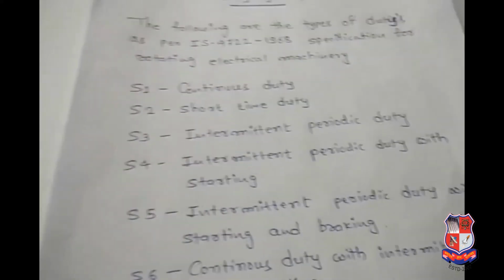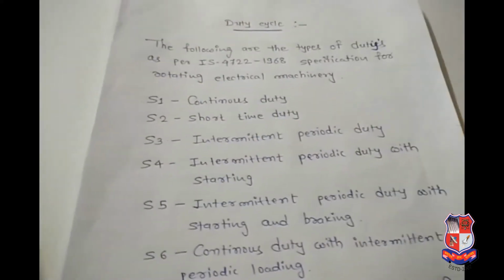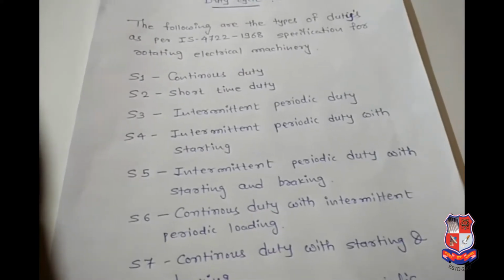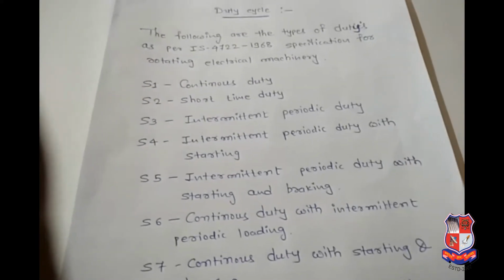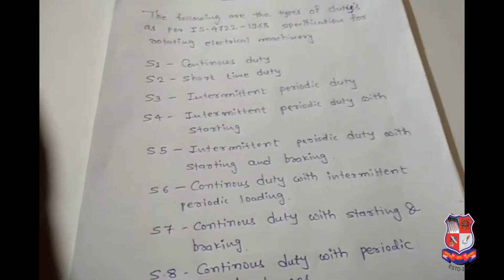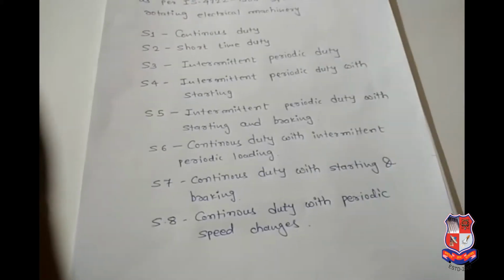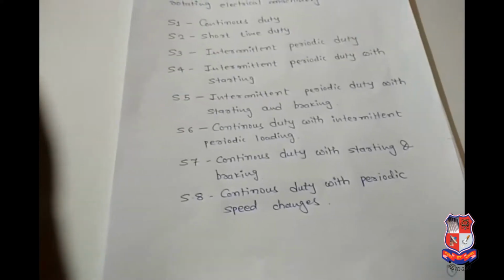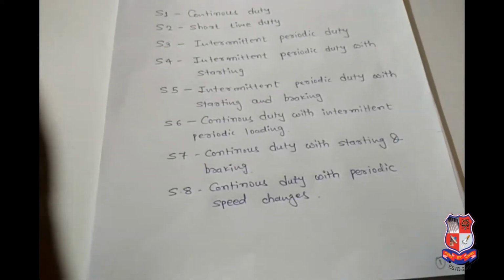Second one is known as short time duty. Third one is intermittent periodic duty. Fourth one is intermittent periodic duty with starting. Fifth one is intermittent periodic duty with starting and braking. Sixth one is continuous duty with intermittent periodic loading. Seventh one is continuous duty with starting and braking. And the last one is continuous duty with periodic speed changes. Now we will discuss all the duties in detail.